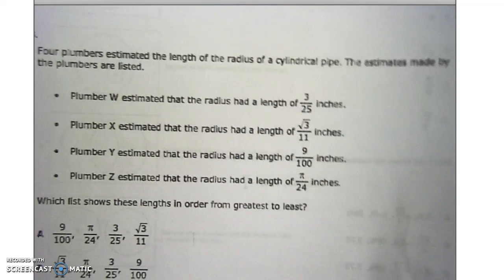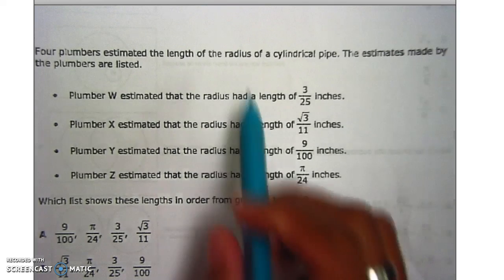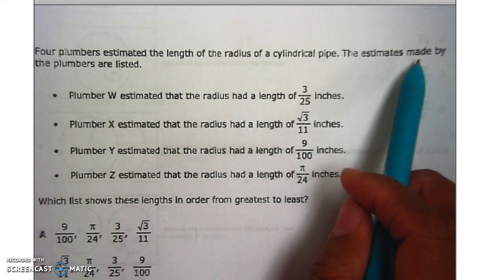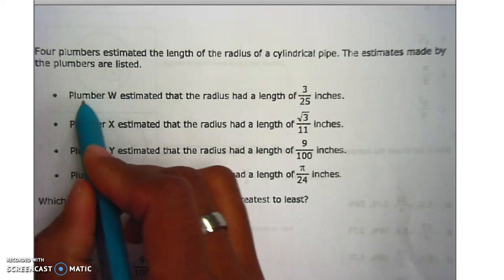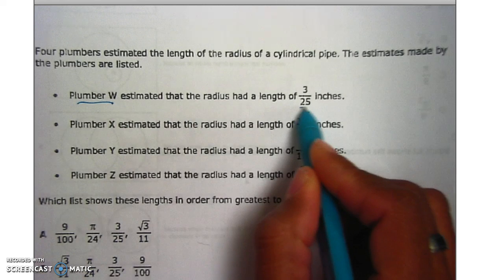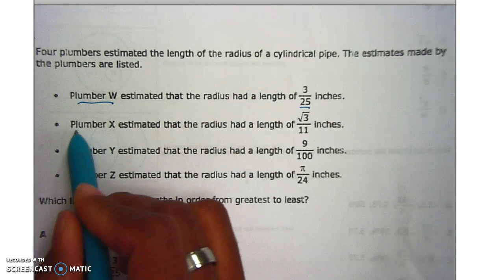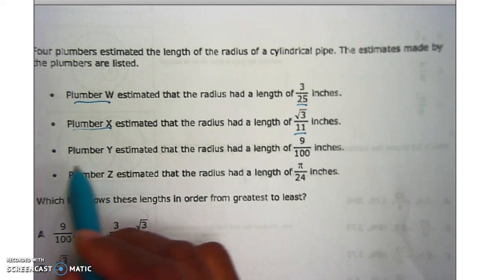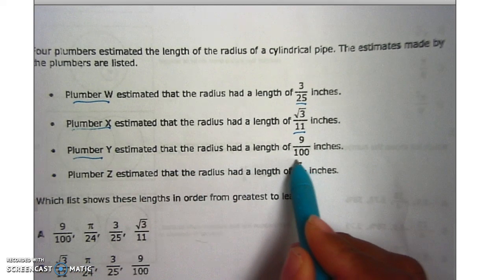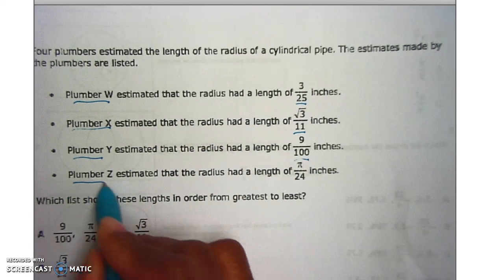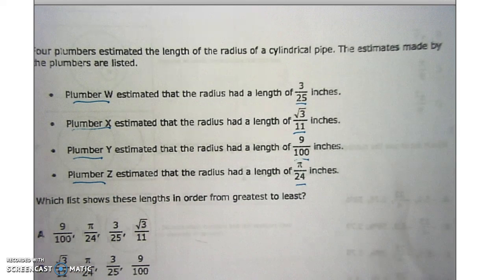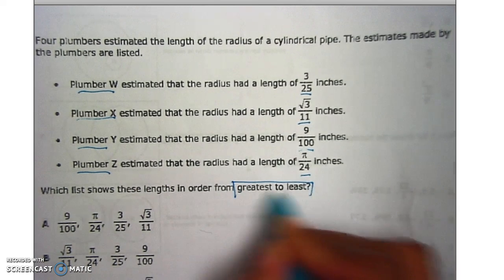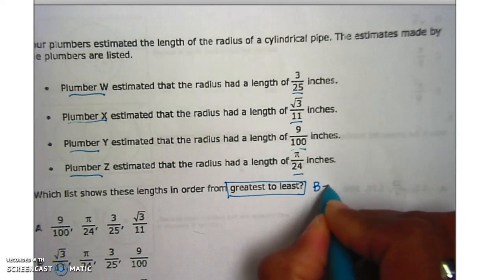All right, number 6. Four plumbers estimated the length of a radius of a cylindrical pipe. The estimates made by the plumbers are listed. Plumber W estimated that the radius had a length of 3/25. Plumber X estimated a length of square root of 3/11. Plumber Y estimated 9/100. Plumber Z estimated pi/24. Which list shows these in order from greatest to least? And we know that that is big to small.